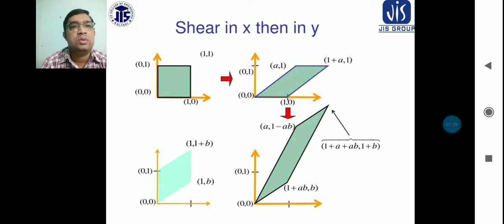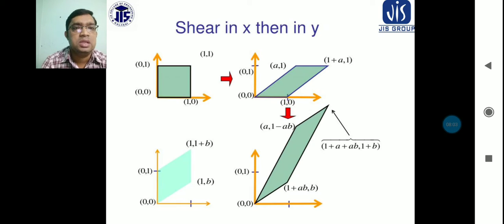Another thing already discussed in previous classes is the shear in x and then in y. You can see different types of shearing in these slides. In the top left corner, on a square-shaped 2D object, the origin is 0 0, the horizontal component goes to 1 0, and the vertical goes to 0 1.